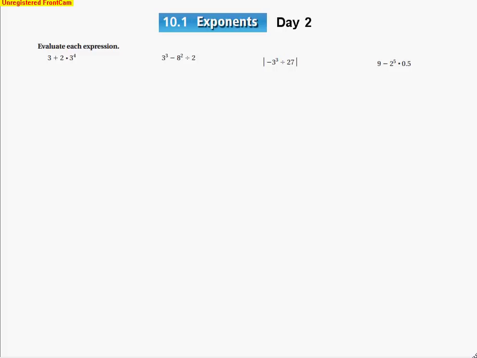This is the tutorial for Chapter 10, Section 1, titled Exponents, Day number 2. So let's take a look at our first problem here, and what it asks us to do is evaluate this expression that says 3 plus 2 times by 3 to the 4th power.